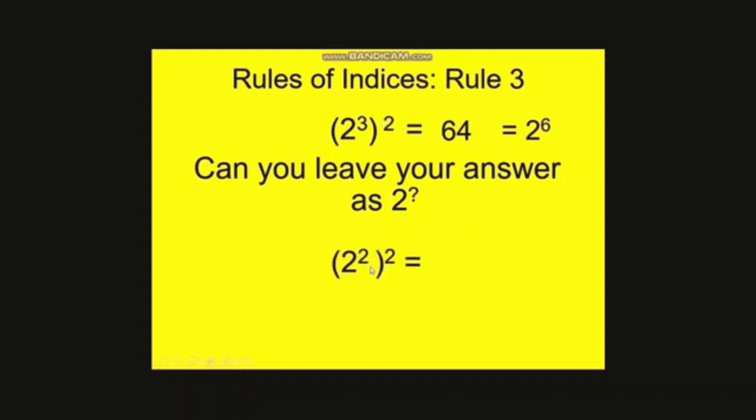Have a look at this one. This time we've got 2 squared, and then we're squaring that again. So 2 squared is 4, and when I square 4, the answer is 16. Now 16 is 2 to the power of 4. So I've got a 2 and a 2. Is there a connection between 2, 2 and 4? Well, let's have a look at the next page.